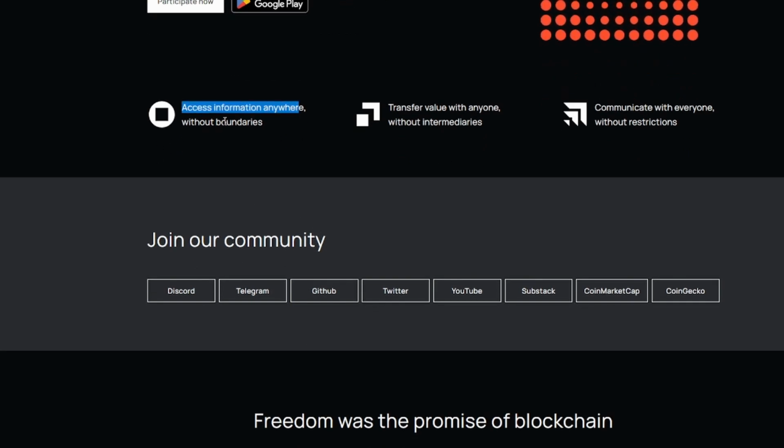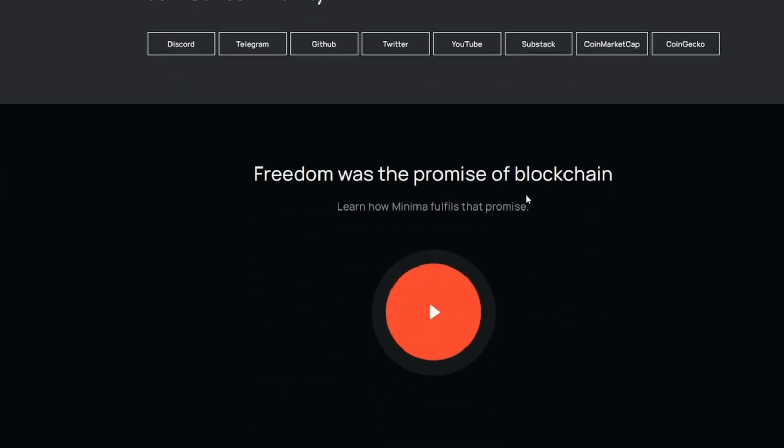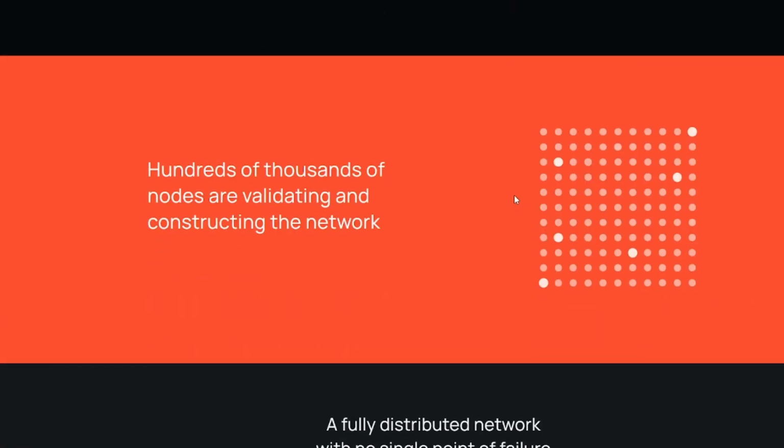So access information anywhere without boundaries. You can actually transfer value with anyone without intermediaries, and you can also communicate with everyone without restrictions. It's all available to us with Minima.global. You can take a look at the website and see why hundreds of thousands of nodes are validating and constructing the network with Minima Global.